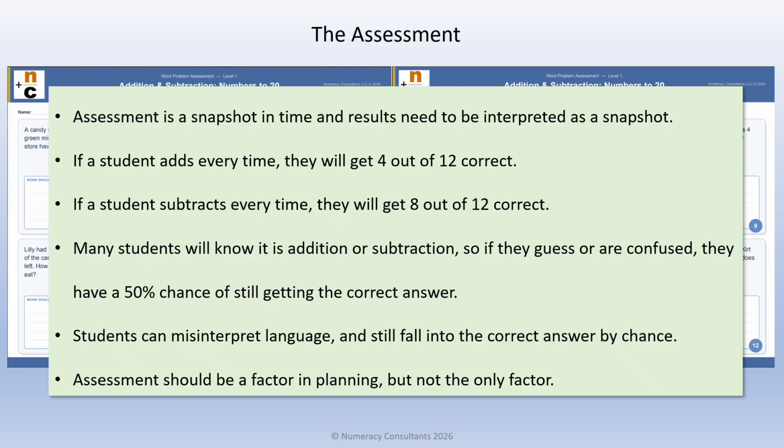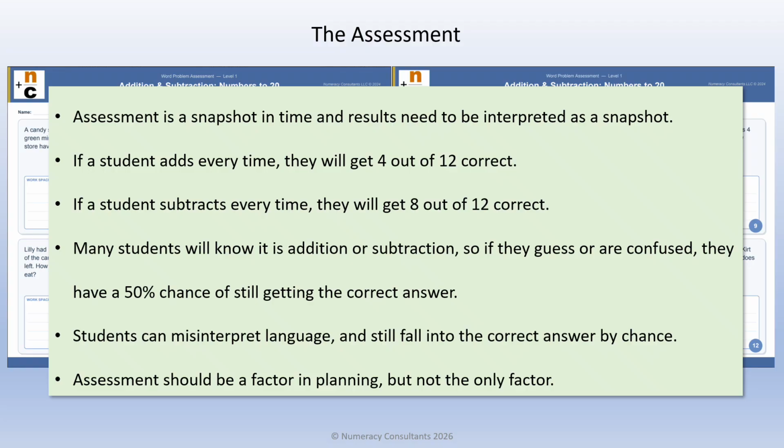And when you're going through your instruction, you're like, well, this particular group of kids did well with change unknown. I still would spend a little bit of time of instruction doing that to make sure they have that depth. It says students can misinterpret language and fall into the correct answer by chance.